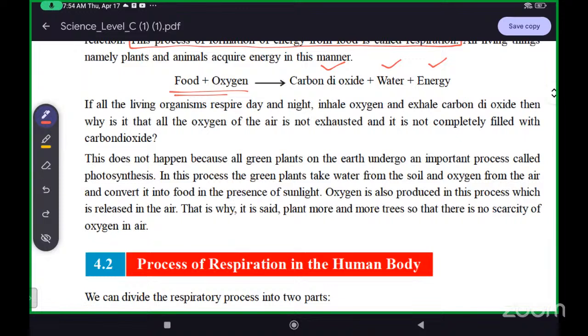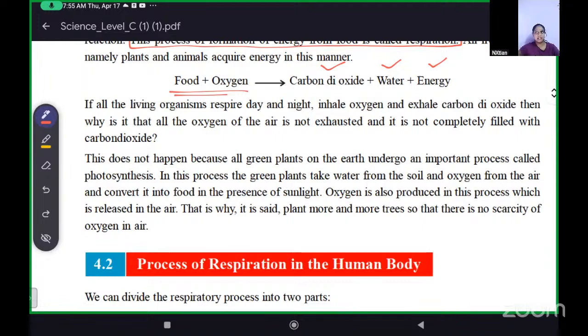Basically, these nutrients are broken down through various metabolic processes. This releases the stored energy, and this energy is then absorbed by our cells so that they can perform various functions. That is what happens. So the equation can also be food plus oxygen is equal to carbon dioxide, water plus glucose.